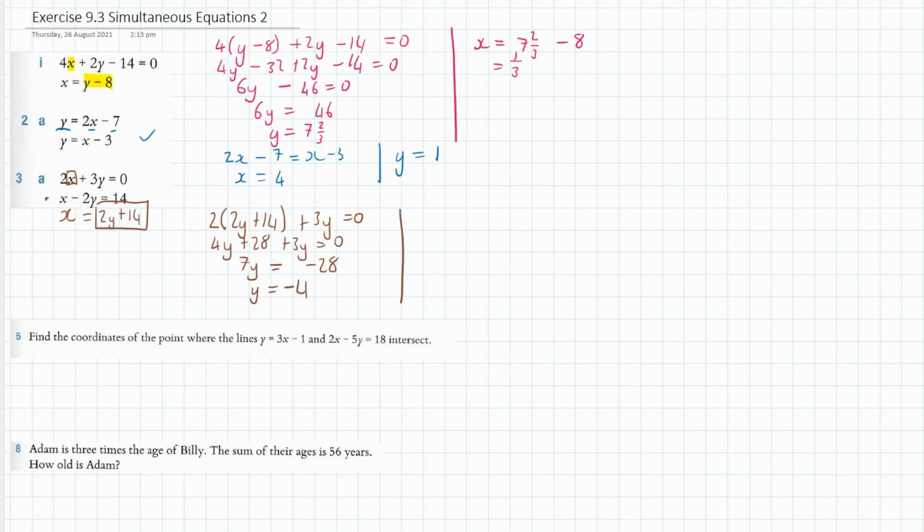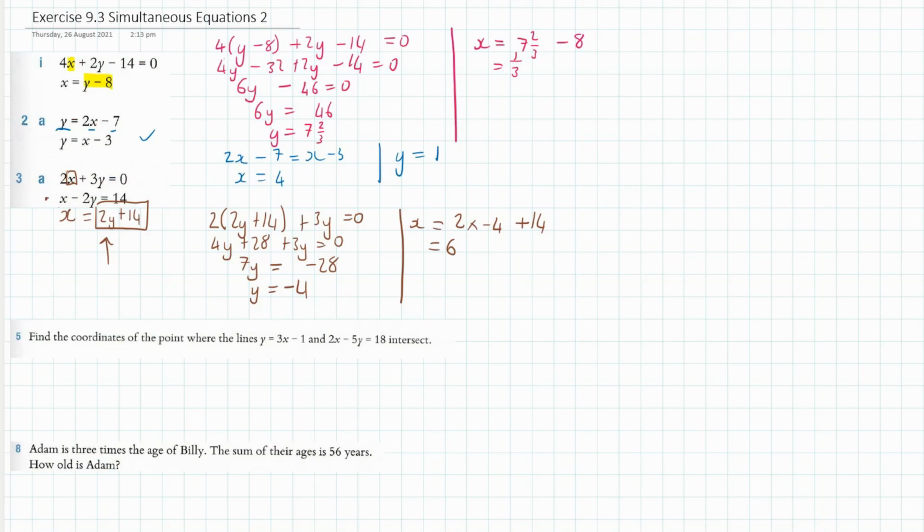And then I'm going to chuck that y value into this equation here. x is equal to 2 times negative 4, which is negative 8, plus 14. So x is equal to 6. And then we can check in the top equation: 2 times 6, which is 12, plus 3 times negative 4, which is negative 12, equals 0, and that is indeed true.